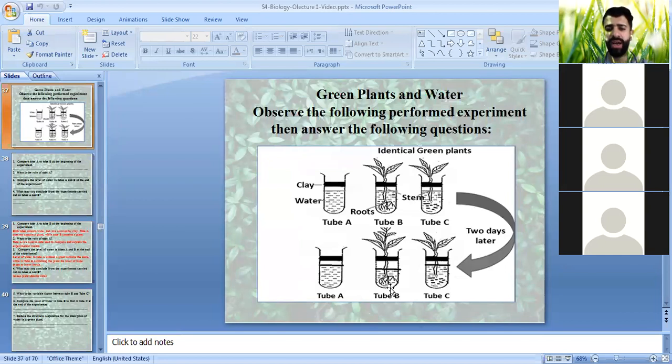What does this mean? This means that the plant absorbs the water, while in tube A there is no plant, so there is no absorption of water. Tube B and tube C, the level of water remains approximately the same. Why? Because here we have roots, here we don't have roots. So here the difference is the presence or the absence of the roots. So the roots are responsible for the absorption.